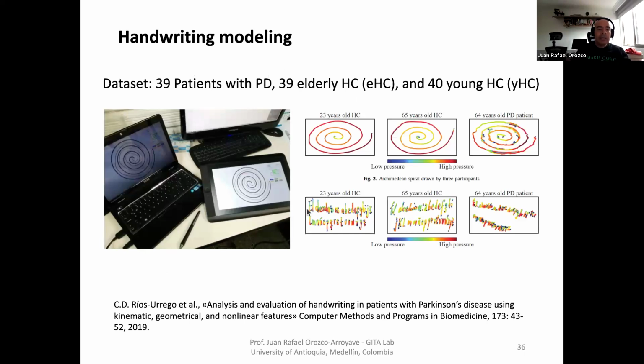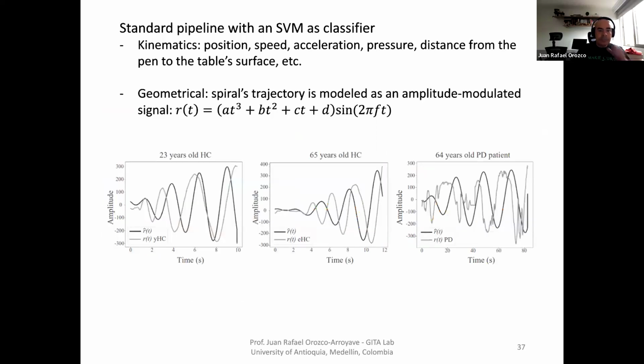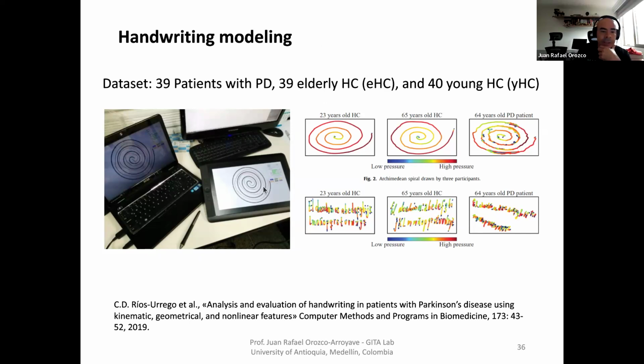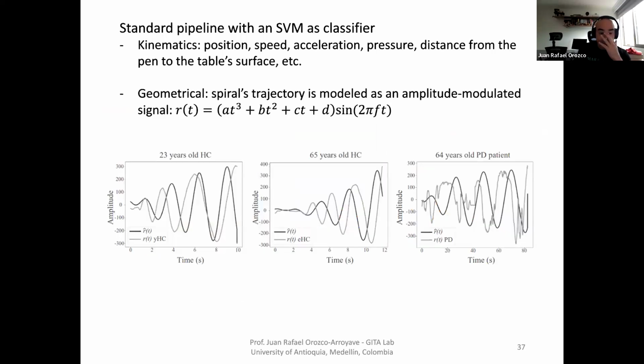Now for handwriting, we considered a corpus with 39 patients, 39 elderly healthy controls, and also 40 young healthy controls, because we wanted to see whether aging shows an impact in handwriting. And for this we used a Wacom tablet, so we had access not only to the drawing but also to the position, acceleration, velocity, inclination of the pen, pressure, and so on. And then we created different models.